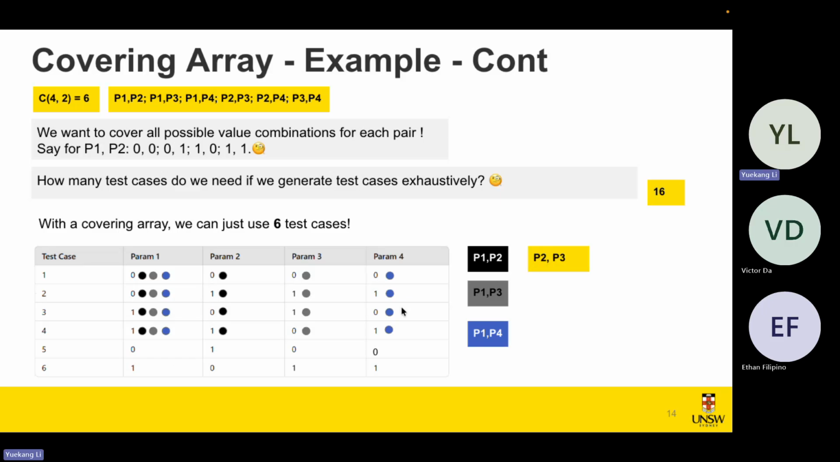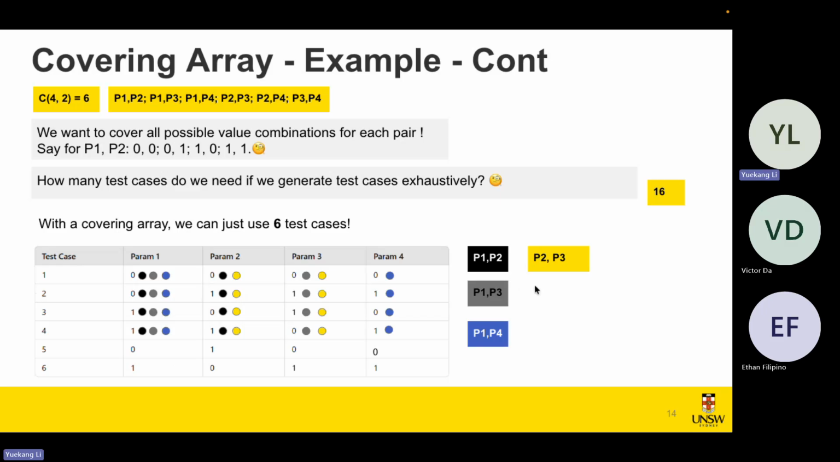P2, P3, yes. So can we find the 0, 0 for P2, P3? Test case 1, right? Can we find 0, 1? Which test case is 0, 1 for P2, P3? Case 3, yes. What about 1, 0? Case 4. What about 1, 1? Case 4, right? You can see that these 4 test cases can already cover 4 different pairs, and all the patterns for these 4 different pairs.